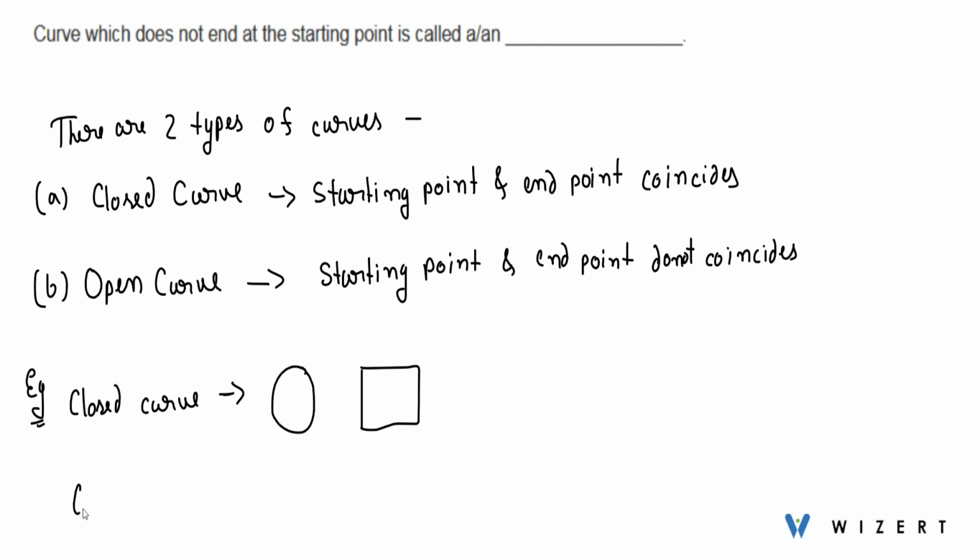Whereas in the case of an open curve, as we have mentioned earlier, the starting point and end point never coincide, so the graphs will be somewhat of this nature. This is the starting point and this is the end point and they are not coinciding. It can be of this nature also, the starting point and end point never coincide.